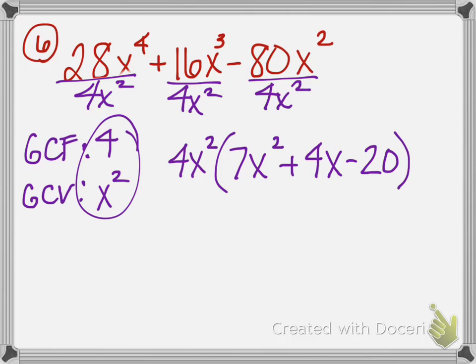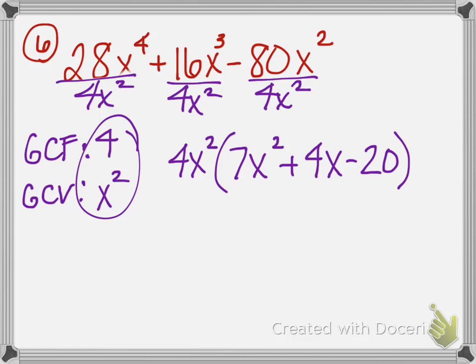How did I get that? Well, remember, 28 divided by 4 is 7. X to the 4th divided by x squared, we subtract our exponents. That's how I get the 7x squared. 16 divided by 4 is 4. X to the 3rd divided by x squared is x. And then negative 80 divided by 4 is negative 20. And x squared divided by x squared, they cancel.